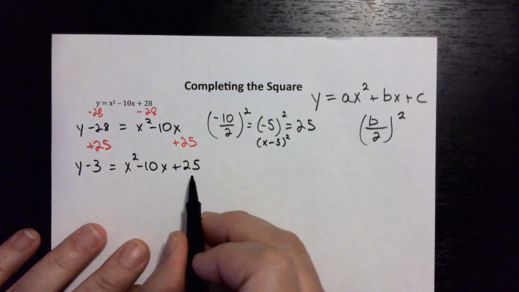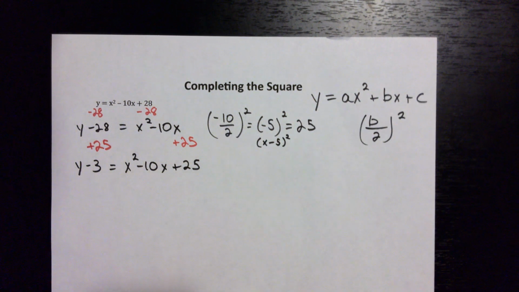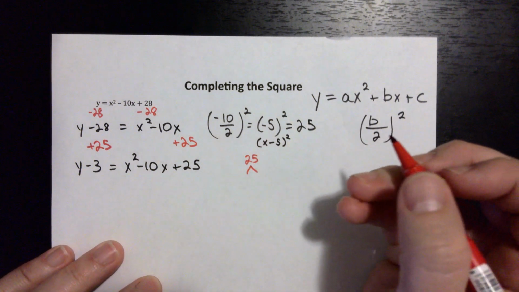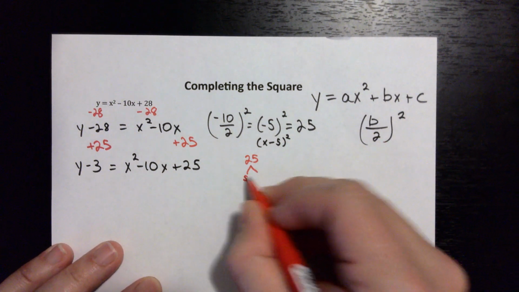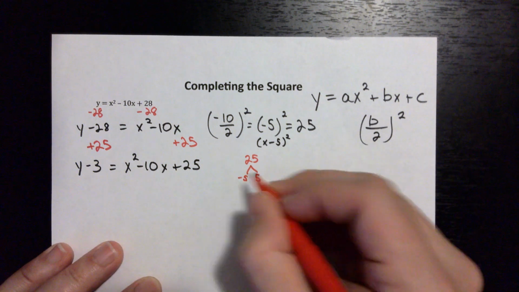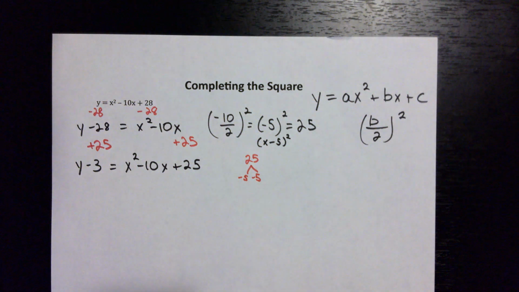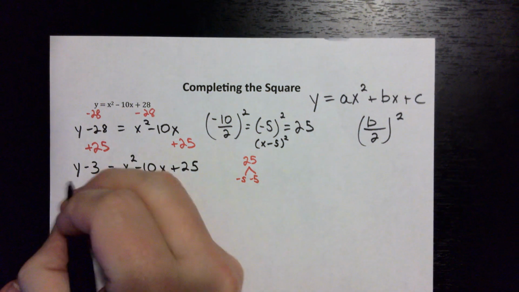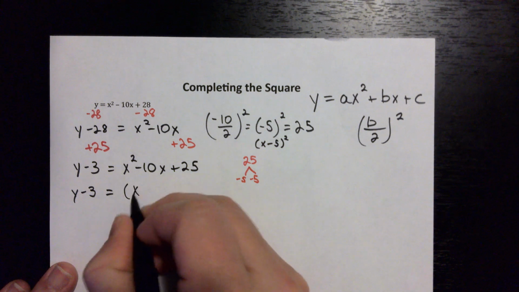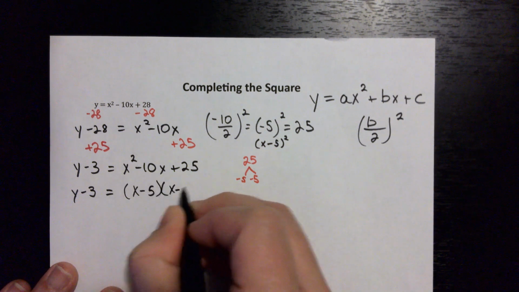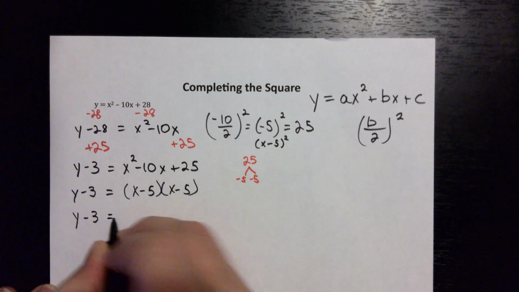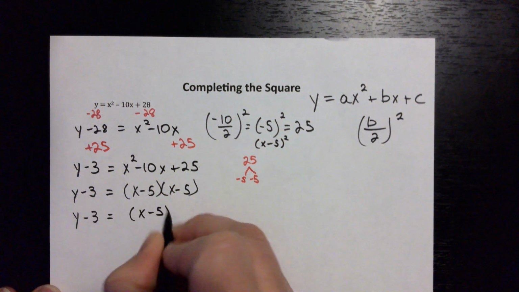In order to factor this, we need two numbers that multiply to get 25 and add to get negative 10. We could use 5 and 5, but 5 plus 5 is positive 10, not negative. So we need a negative 5 and a negative 5. So this left side factors into x minus 5 times x minus 5, which is actually x minus 5 squared. So that little shortcut works.